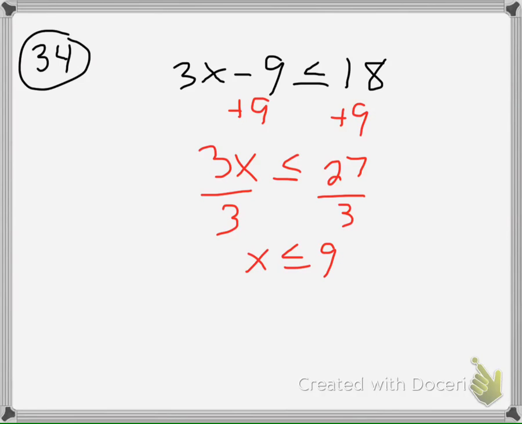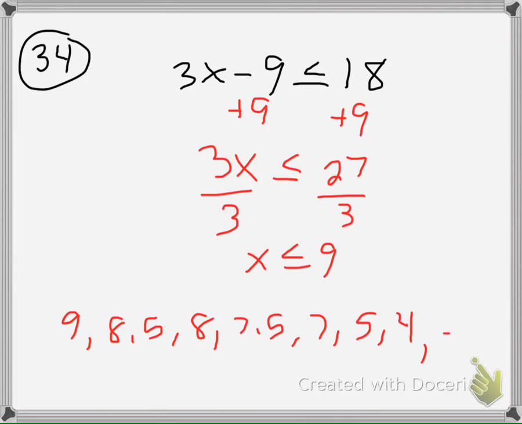So x can be 9. It could be 8.5. It could be 8. It could be 7.5. It could be 7. It could be 5. It could be 4. Anything less than 9 at this point. It could be -20, and so on. Okay, so when I solve the inequality, it tells me my range of answers. x can be anything less than or equal to 9.